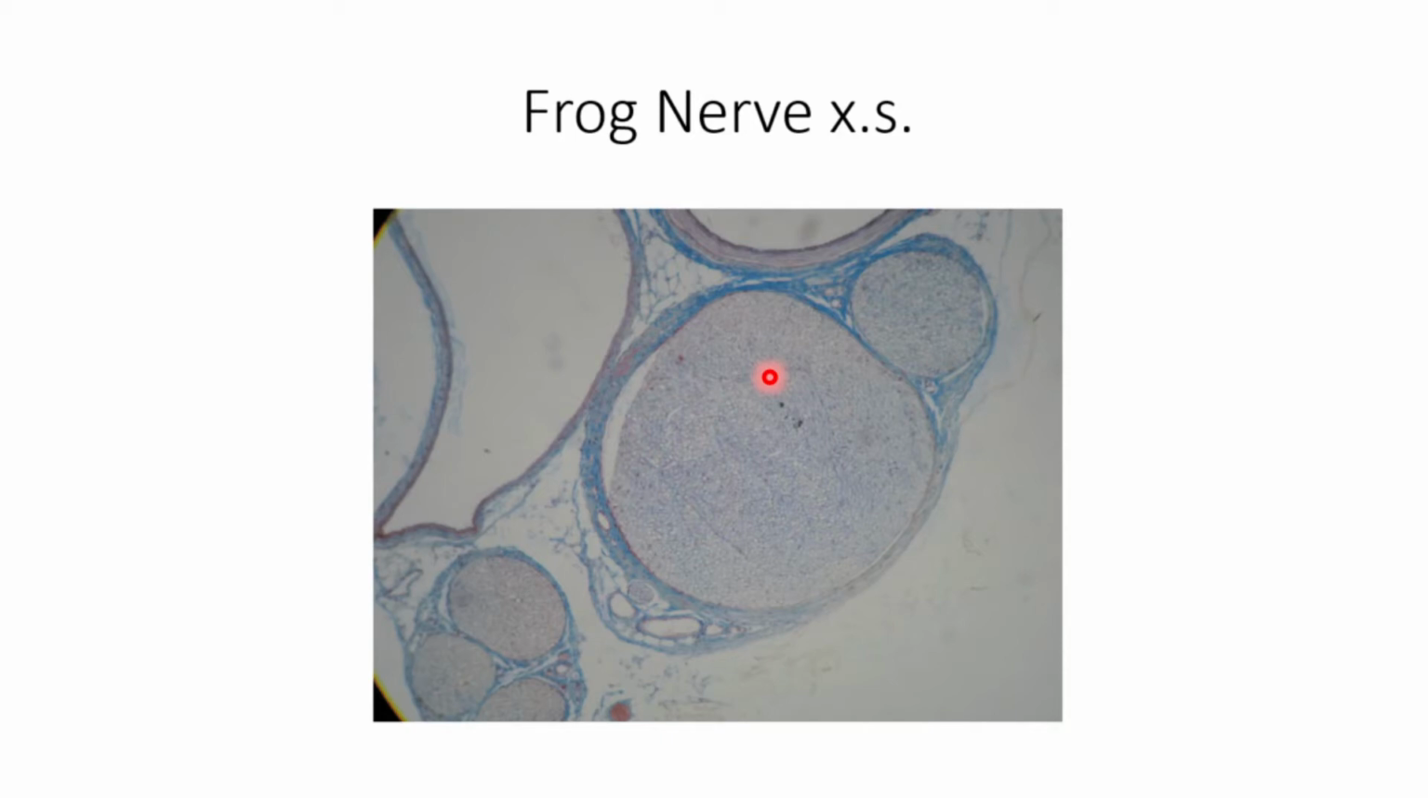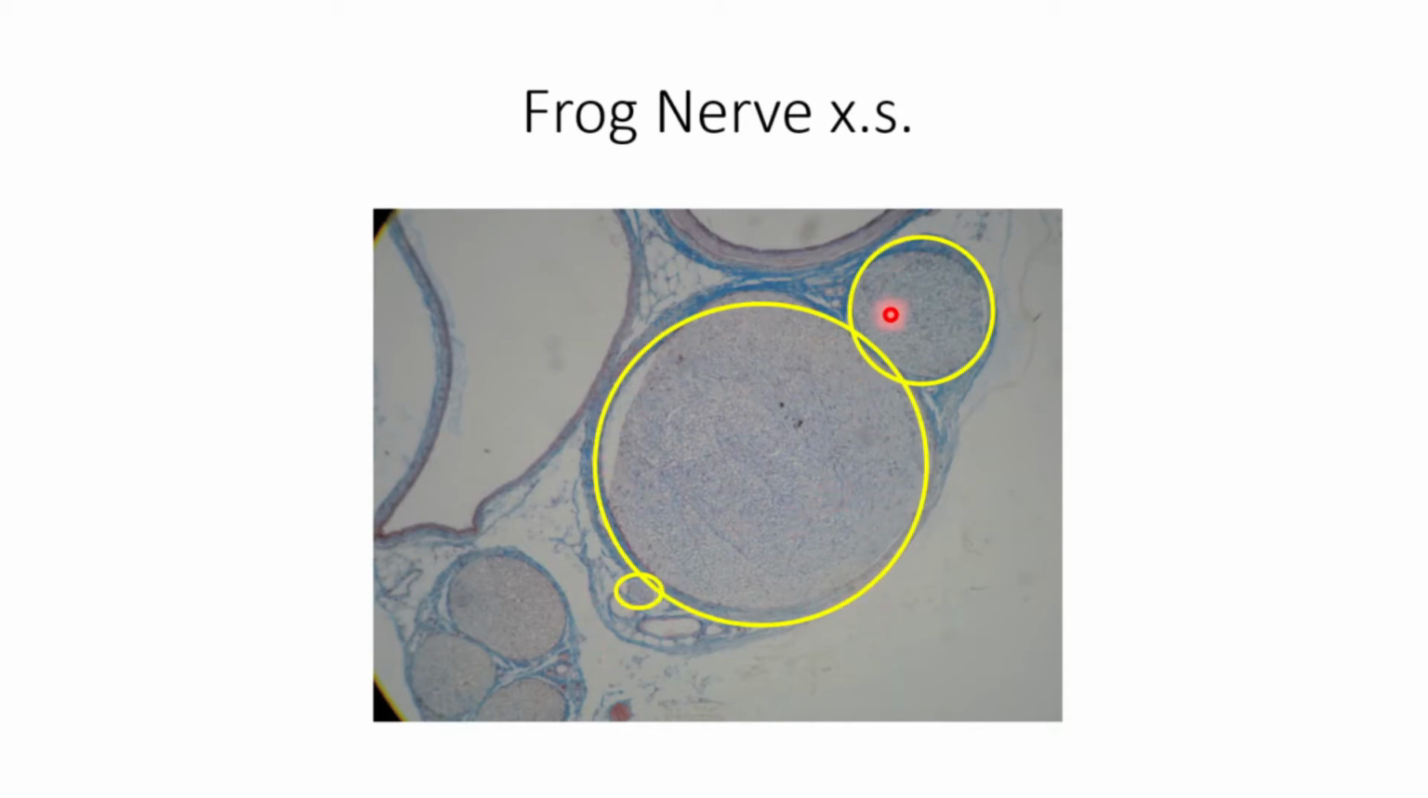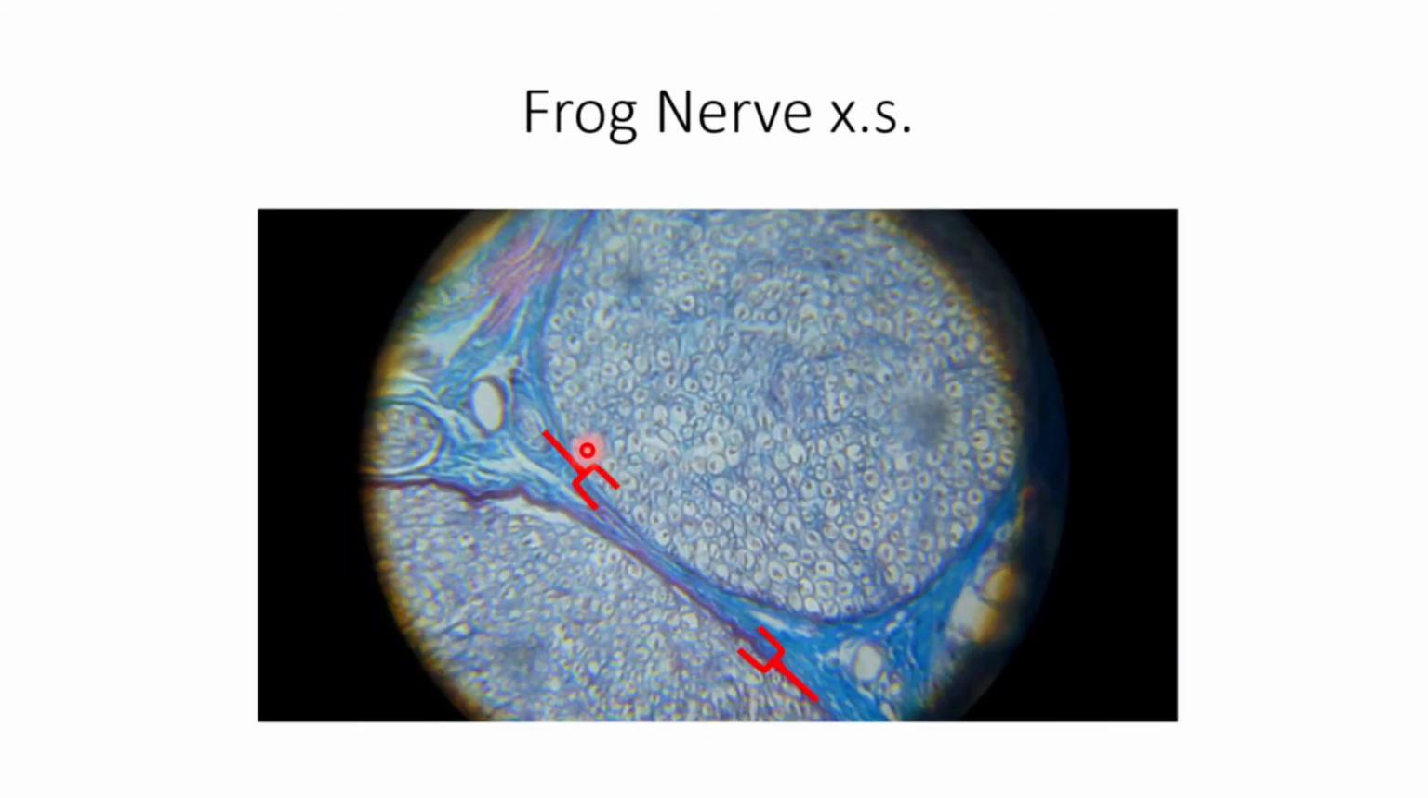So first things first, your nerve is surrounded by connective tissue known as your epineurium. Furthermore, your nerves are subdivided into so-called fascicles, and these fascicles are actually surrounded further by an additional layer of connective tissue known as your perineurium.